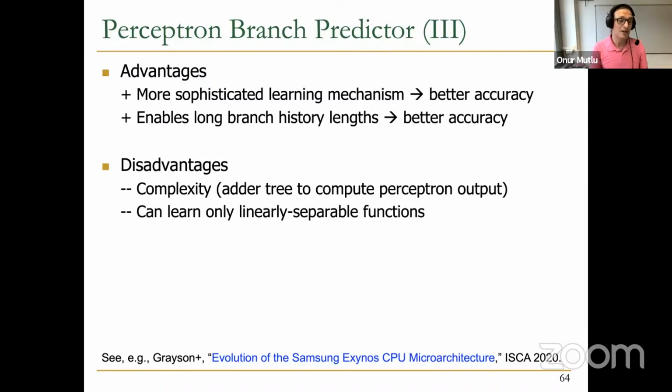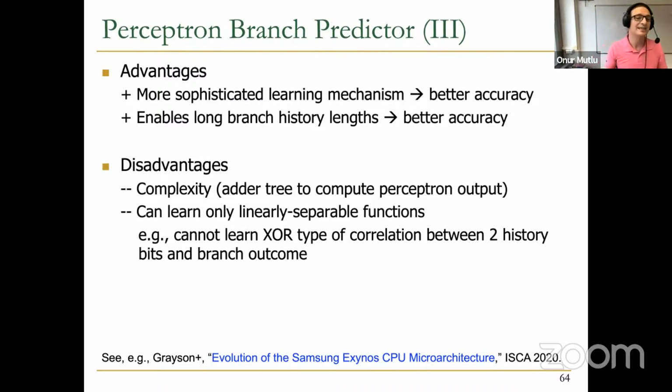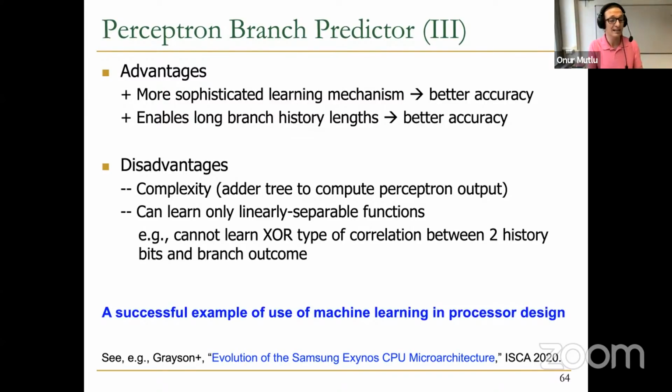The other disadvantage is because it's a single layer network, it can learn only linearly separable functions, basically. It cannot learn non-linearly separable functions. For example, it cannot learn XOR type correlation between two history bits and the branch outcome. If you don't quite understand what this means, don't worry about it or read more about perceptrons. But basically, learning is limited in this particular case. You cannot learn every possible correlation. That's the idea. But regardless, it's a successful example of use of machine learning in processor design.